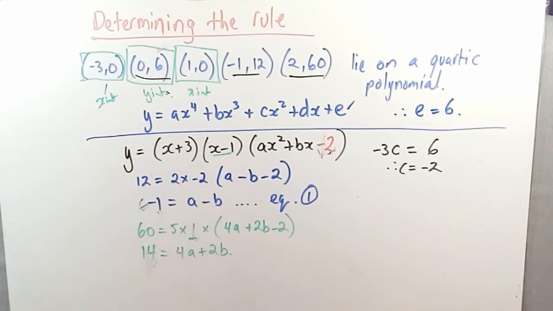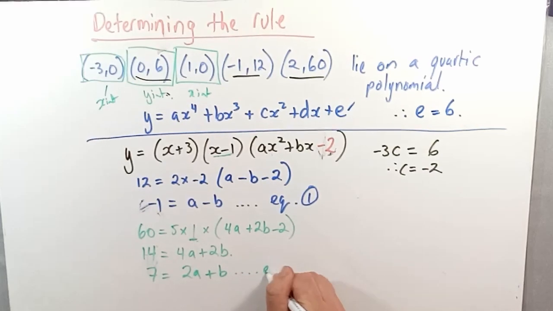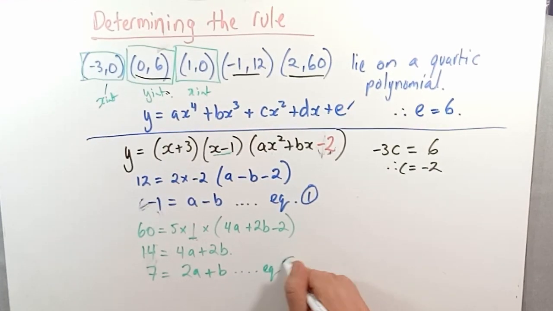Cool. Okay, so don't make that mistake. Divided by 2, I get 7. 2a plus b. Okay, there we go, equation 2. Always worthwhile doing your answers before doing the video. Okay, so hopefully that's okay now.